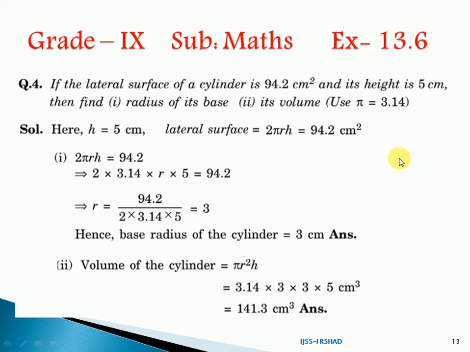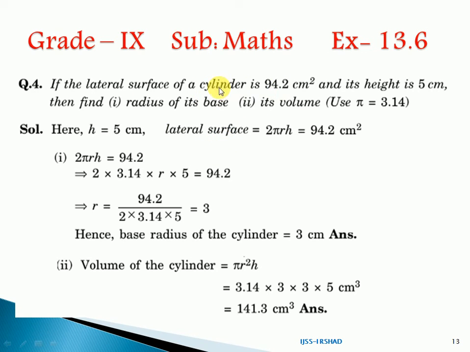Question number 4 is, if the lateral surface area of a cylinder is 94.2 centimeter square and its height is 5 centimeter, then find the radius of its base and its volume. And pi, they told you pi's value you have to use 3.14. So here given height equals 5 centimeter and lateral surface area they have given.